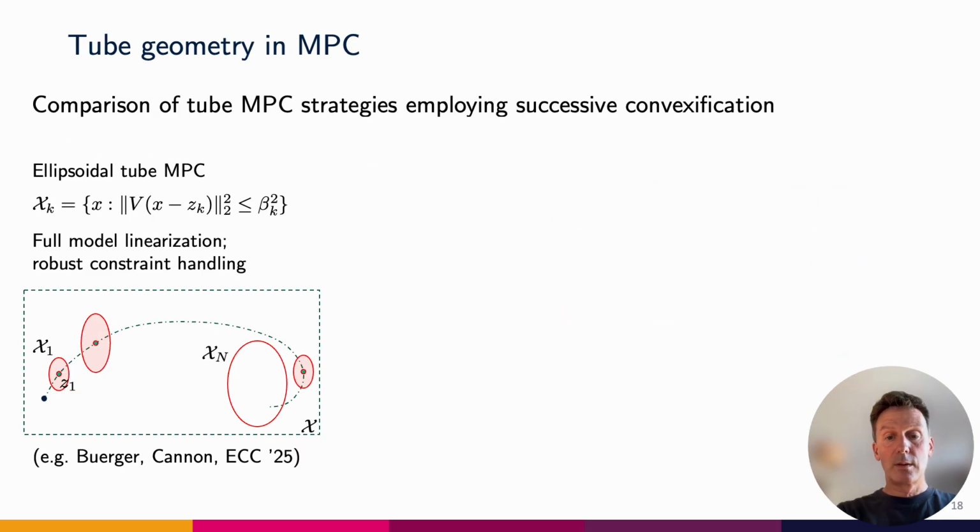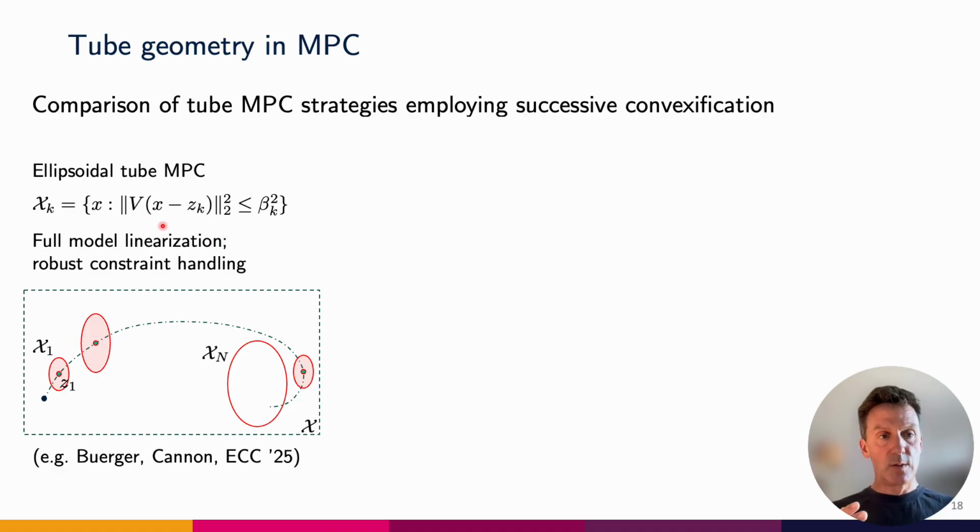The next section of my talk provides some observations about how the geometry that's used in Tube MPC affects the computational requirements of the controller. So I'm going to compare some different methods of defining the tube in MPC, focusing on strategies which use successive convexification to define a sequence of convex problems that approximate the original nonlinear program. The first approach I'm going to compare uses ellipsoidal sets to define the tube.